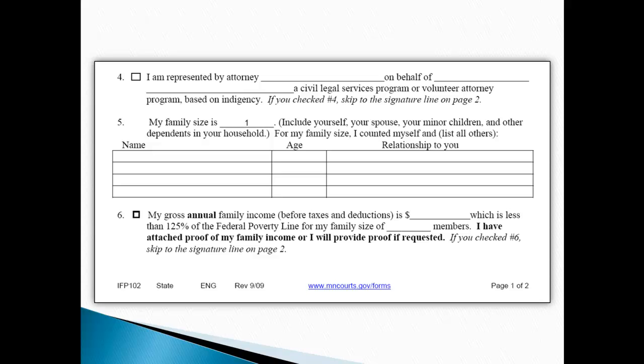Next, look at the income guideline chart and the instructions for the fee waiver forms. Calculate your gross annual household income and determine if, based on your household size, your income is less than 125% of the federal poverty line. If so, check the box for question 6 and write in your gross annual family income and your family size. If you are able to check the box in question 6, you can then turn to the second page and fill in the information under the signature line. Be sure to wait to sign this form until you are in front of a notary or court administration.